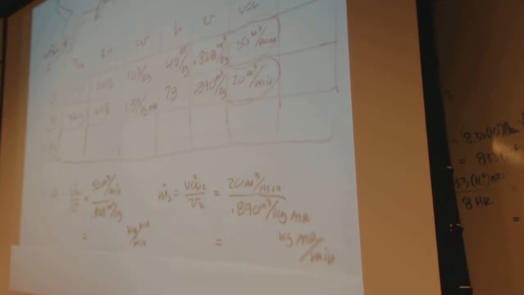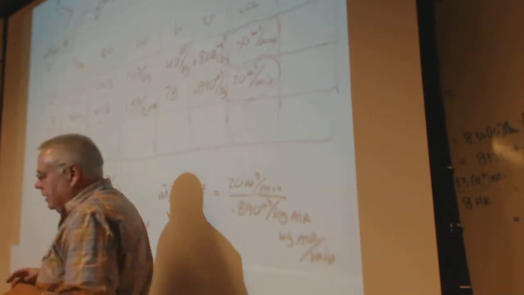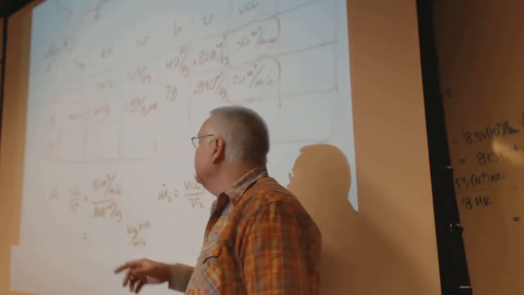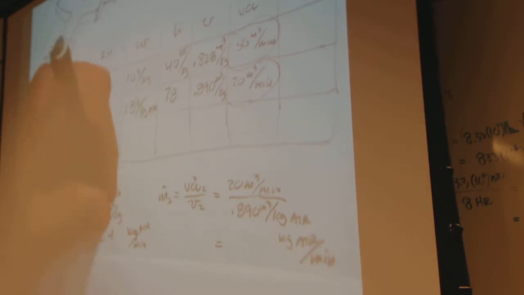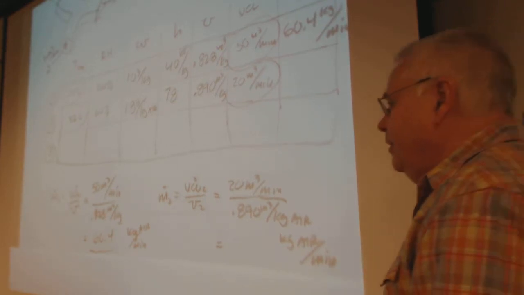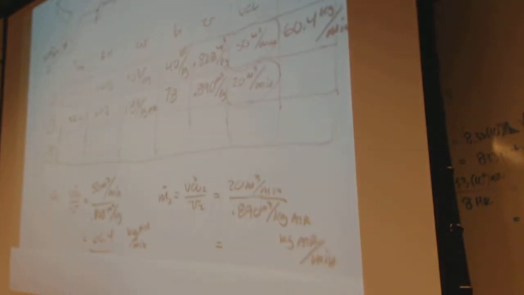What do we get? 60.4. Another one, something like 22 and a half. Yeah, 22.5. I heard a 4 and a 5. 22.47.